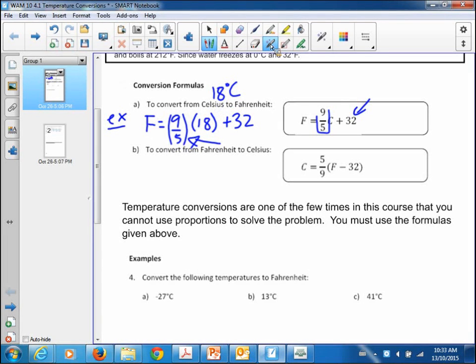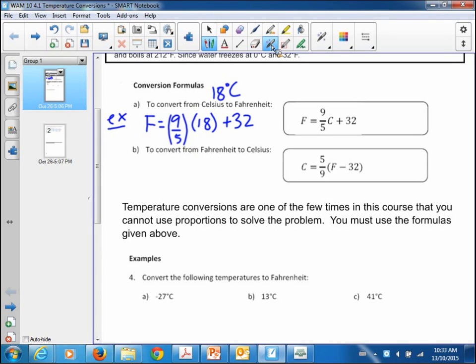Let's go through it. You're going to enter 9 divide 5, because the fraction, times 18. You're going to press your equal sign and get a number. You don't have to write it down, but get a number. And right now that number is 32.4, right? Don't write this down here. Now that 32.4 is going to be added to 32. So plus 32.